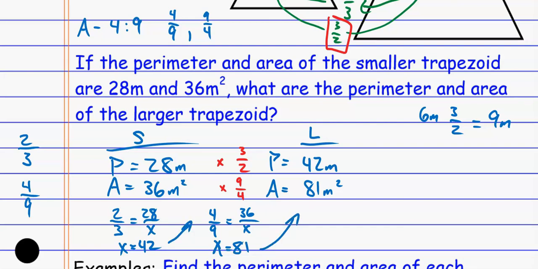You can either think of it as a scale factor and multiply. You just have to make sure you use the right scale factor, or set it up as a proportion. You know the ratio for perimeter, you know the ratio for area, and just like any other proportion, you have to be consistent. If the first ratio is small over big, the second one has to be small value over big value. If the next one is big over small, then the next one has to be big over small. Okay?